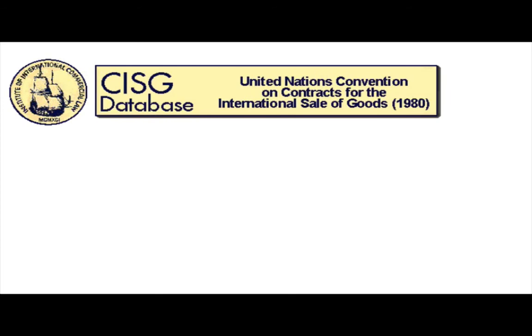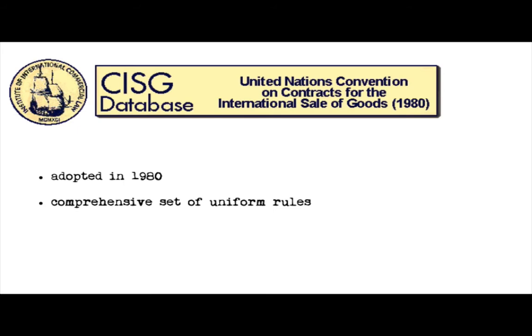Now, the primary international law regulating the sale of goods across borders is the UN Convention on Contracts for the International Sale of Goods, known as the CISG. It was adopted in 1980, and its purpose is to provide a comprehensive set of uniform rules applied by all member states and which contracting parties can rely on as binding. As of 2014, there were 83 states that had adopted the CISG.